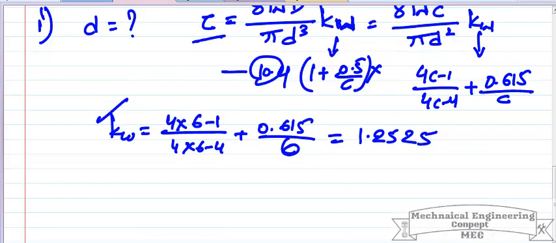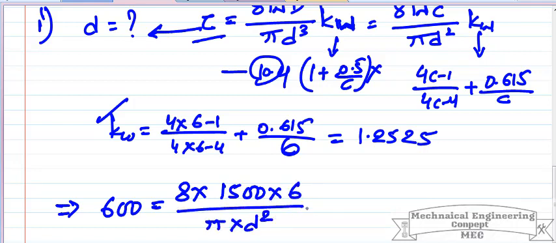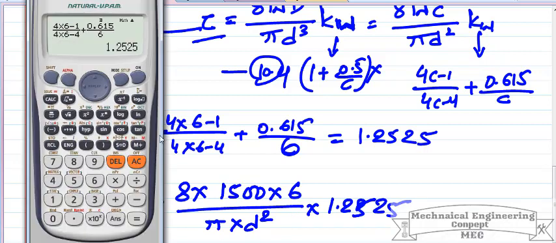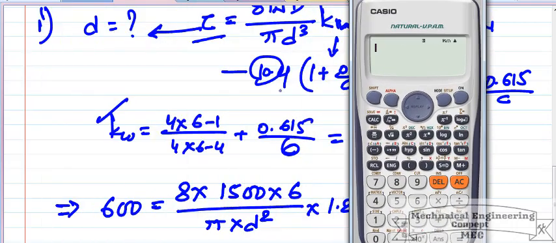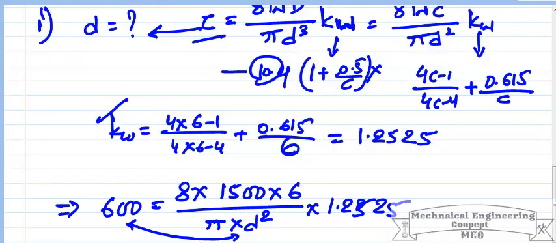Okay, so Kw is known to us. Now in the tau formula I need to put the known values. Tau is 600 equal to 8, W is given to us as 1500 Newton, C is 6, divided by pi into d square, and 1.2525 is the value of Kw. Now solve this. Transfer this d square to here and 600 to here, for the calculation.